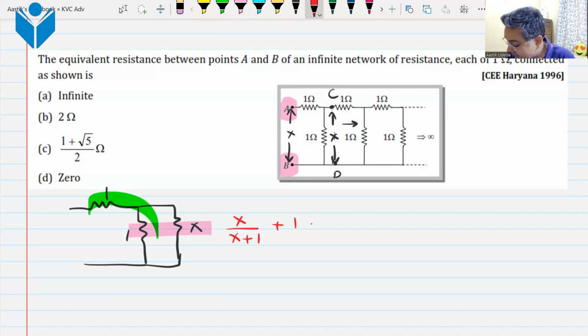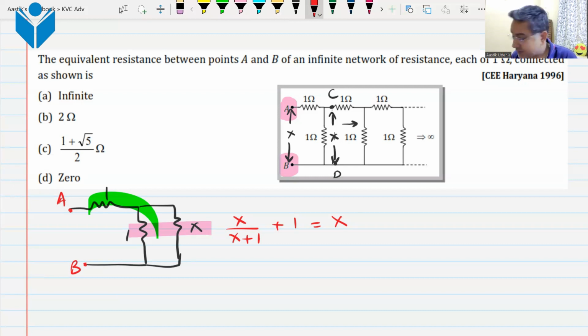So the equivalent resistance becomes 1 plus x upon x plus 1. And that again must be equal to the resistance between point A and B, and the resistance between point A and B is again equal to x, yes or no? Yes, sir. This is a quadratic equation that you have to solve and get the value of x. And now give me the answer. What is the value of x? Do we understand how I have done this?